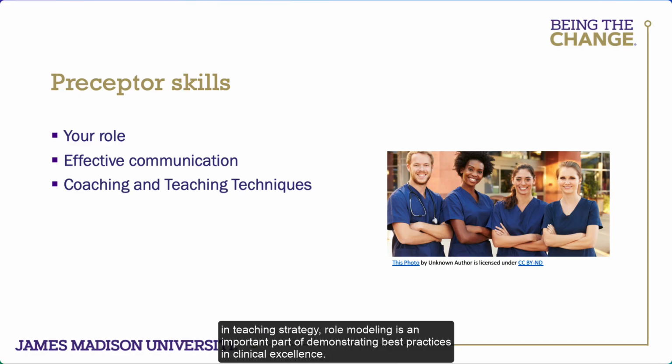Coaching and teaching strategies. Role modeling is an important part of demonstrating best practices in clinical excellence. Preceptors support the development of a student's critical thinking and ability to set their own goals and meet them.